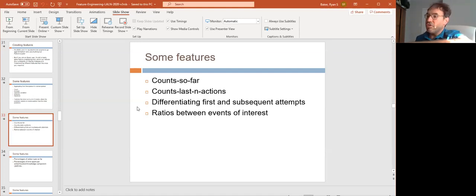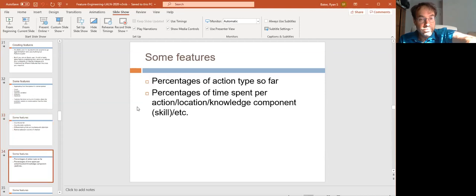Ratios between events of interest. What's the ratio between quitting a video and attempting an assignment? What's the ratio between getting a good grade and getting a bad grade? All kinds of ratios turn out to be relevant. Percentage of an action type so far: how many of the math problems the student encountered did they ask for a hint on? How many times did the student play a game or dress up their avatar rather than trying to learn?